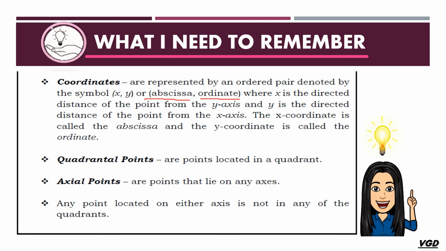Also take note of the quadrantal points. These are points which are located in a quadrant. Axial points are points that lie on any axis. And take note that any point located on either axis, x or y, is not in any of the quadrants. It means that they don't belong in quadrant 1, 2, 3, or even 4.